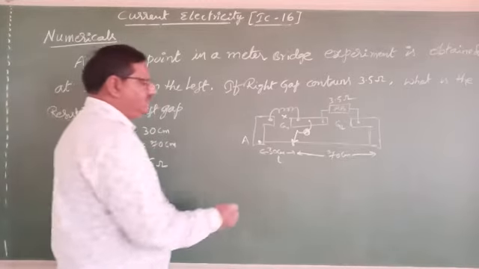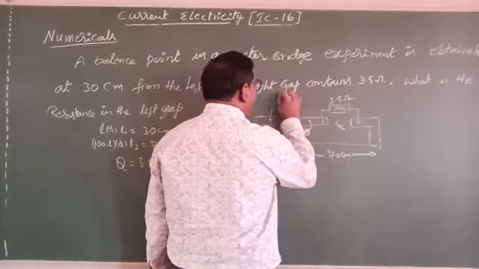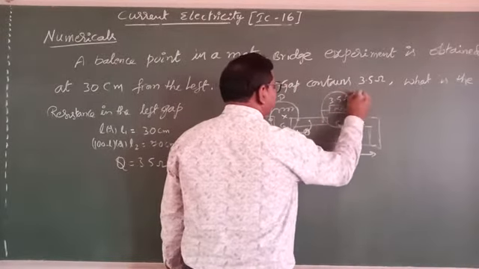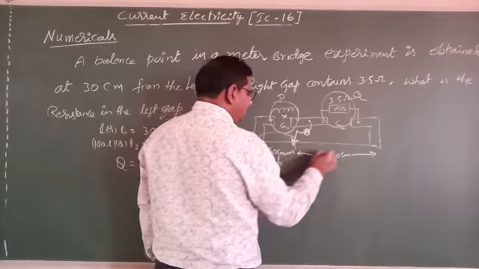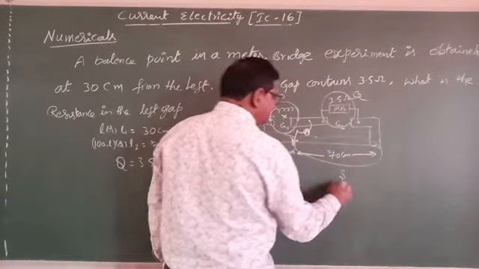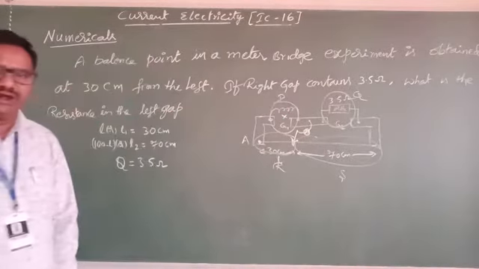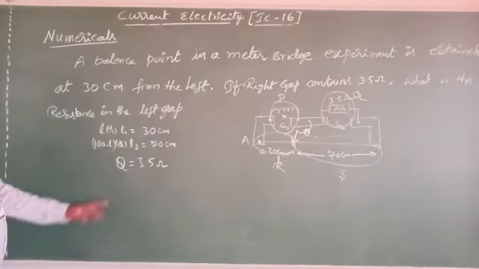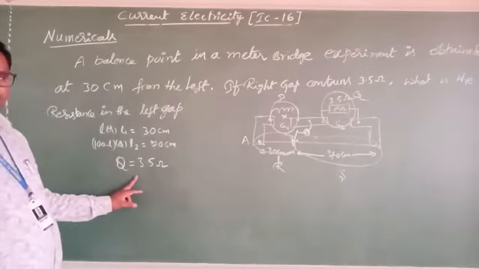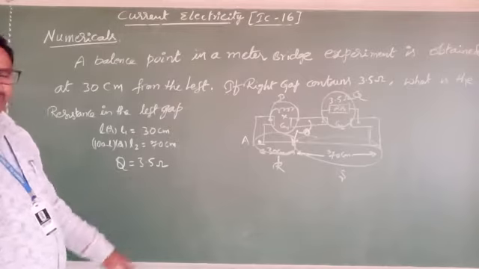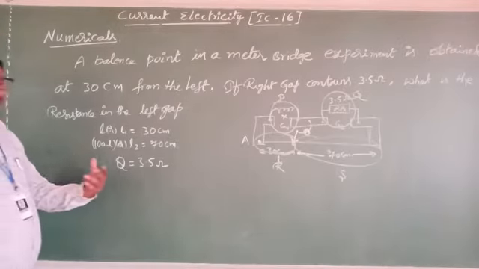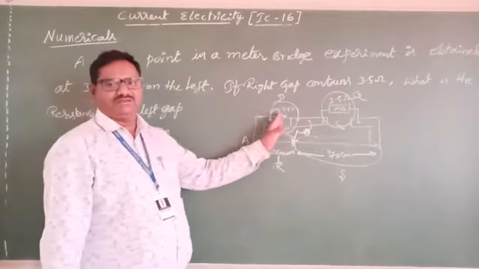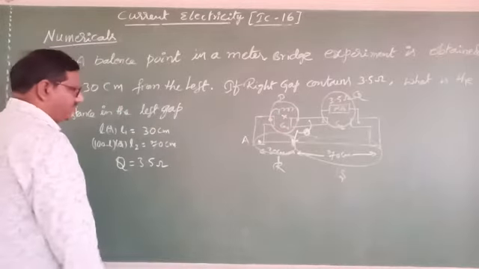Why? Because this is P, this is Q, this is R, this is S, and in between is one galvanometer. So instead of Q, the right gap, we write 3.5 ohm resistance. Now what is the resistance in the left gap? They are asking for the X value. So how can you measure it?